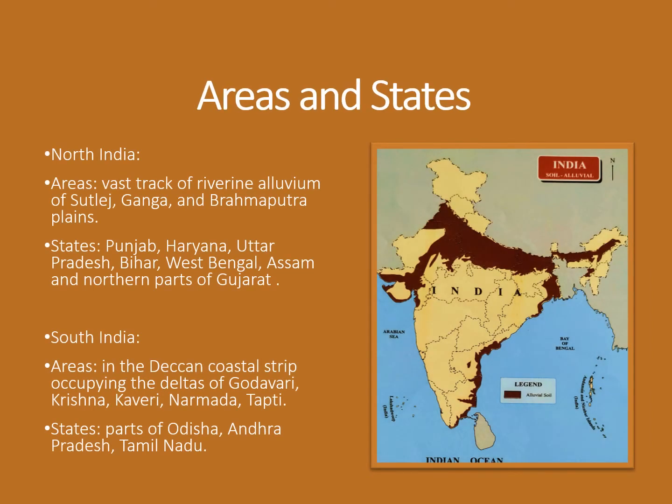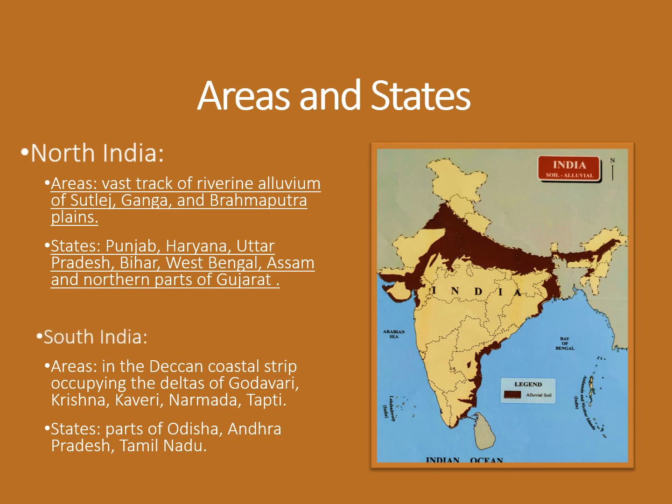Areas and states. Alluvial soil is found both in North and South India and especially in North India. Let's have a look. First, we'll go to North India. And the areas are vast tracts of riverine alluvium of Sutlej, Ganga and Brahmaputra plains. And the states are Punjab, Haryana, Uttar Pradesh, Bihar, West Bengal, Assam and northern parts of Gujarat.